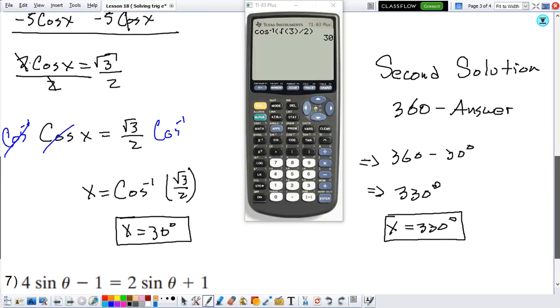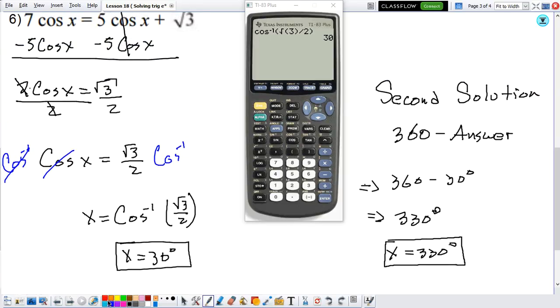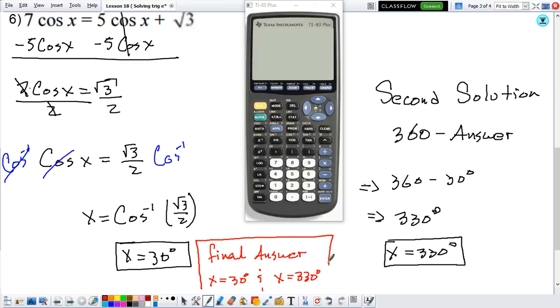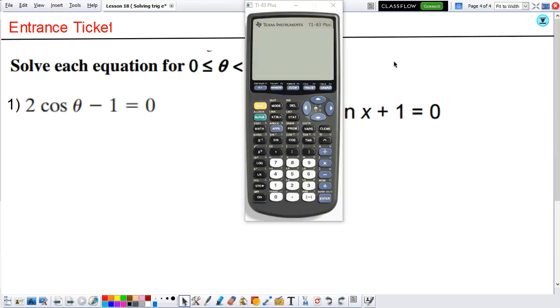So let's just write down our answers here. So the final answer is when x is equal to 30 and x is equal to 330 degrees. Notice that both of them are between 0 and 360, so we're good. Now here's your entrance ticket. Try to solve the following.